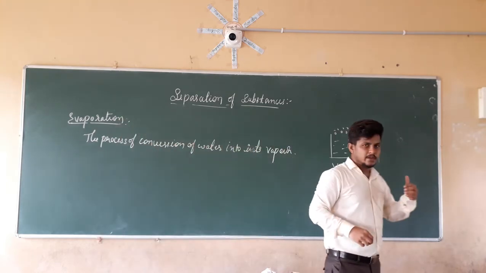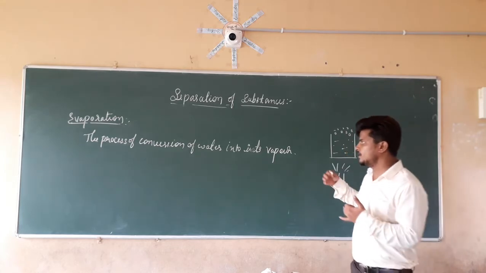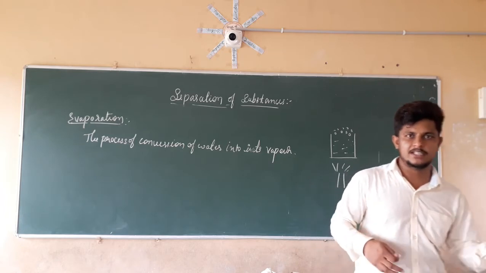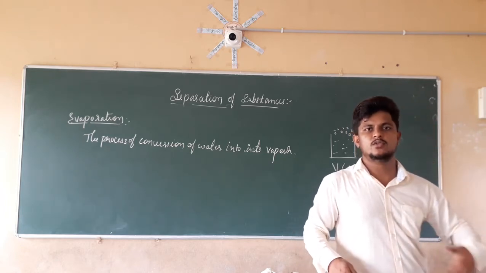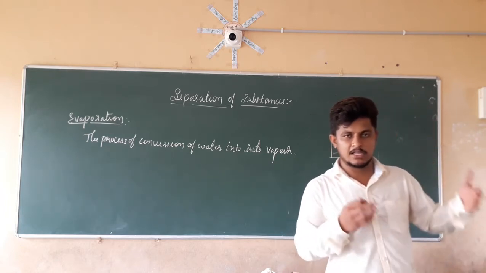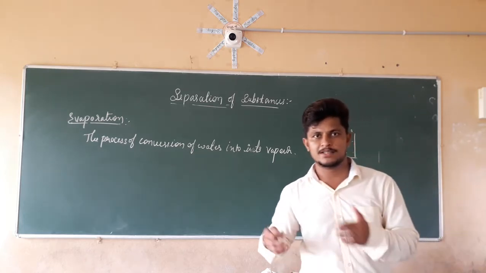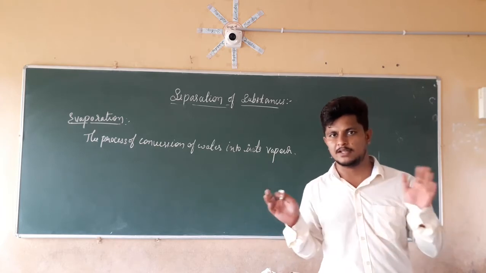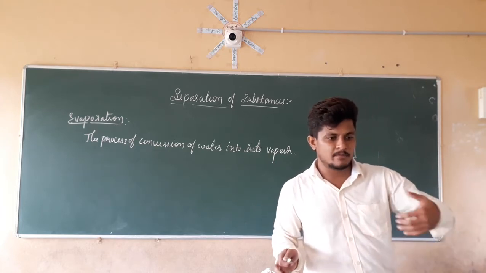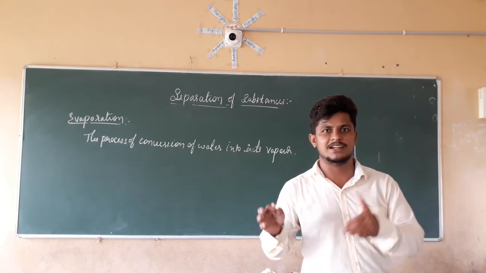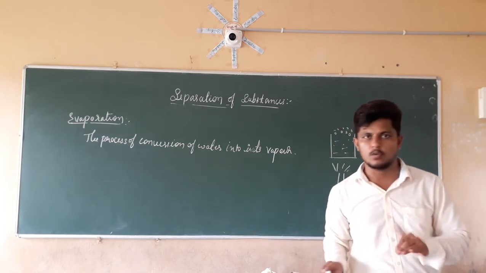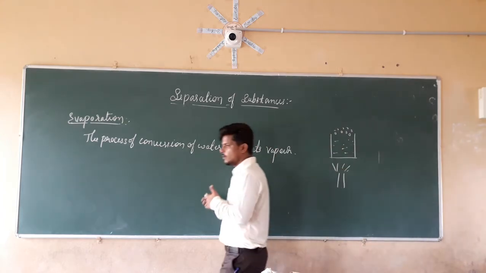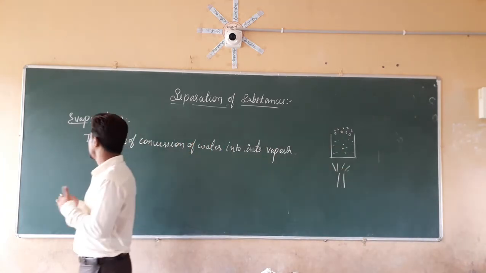Wherever you see, evaporation is continuously happening. If there is sun and if there is water, the water is continuously going to get evaporated, forming water vapors. Evaporation is always happening around us, but we can't see it. The formation of vapors happens due to sunlight and the presence of water. So evaporation is the process of conversion of water into its vapor.